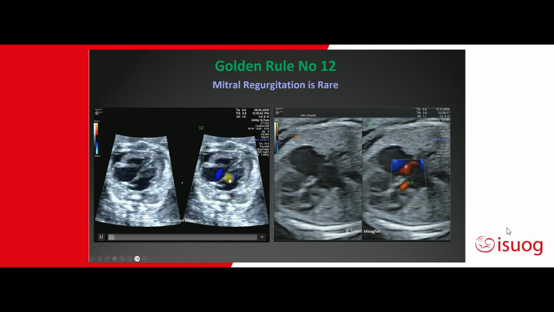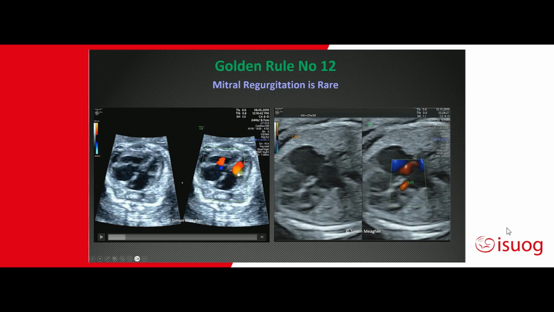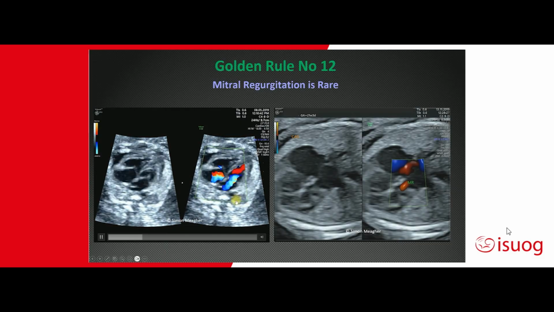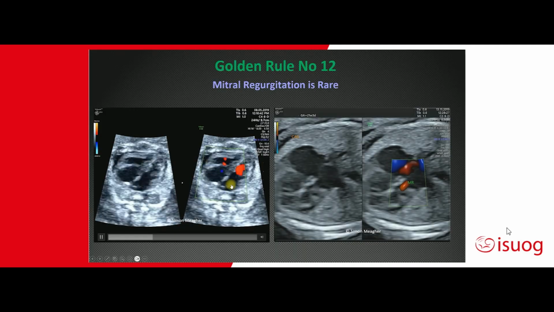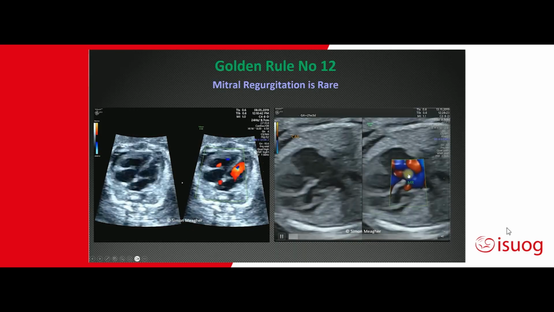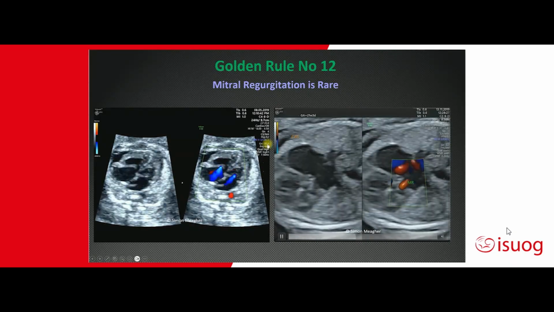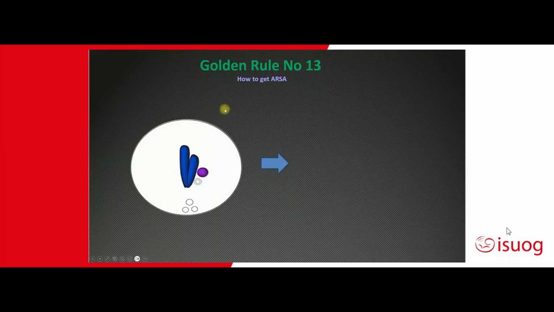Golden rule number 12. Mitral valve regurgitation is rare. Tricuspid valve regurgitation is common. So be serious about seeing mitral valve regurgitation. This is the descending aorta, left atrium, therefore that's mitral regurgitation, and here is tricuspid regurgitation. Another example here, mitral regurgitation. So anytime you see mitral regurgitation, just treat it seriously. It's likely to be pathological, unlike tricuspid, which is likely to be physiological.